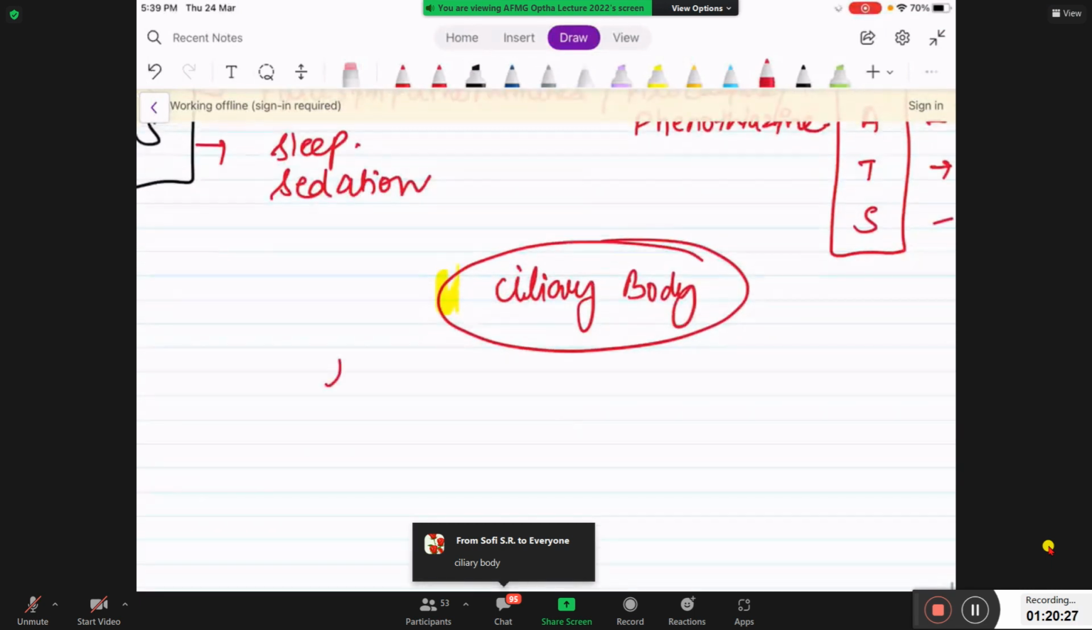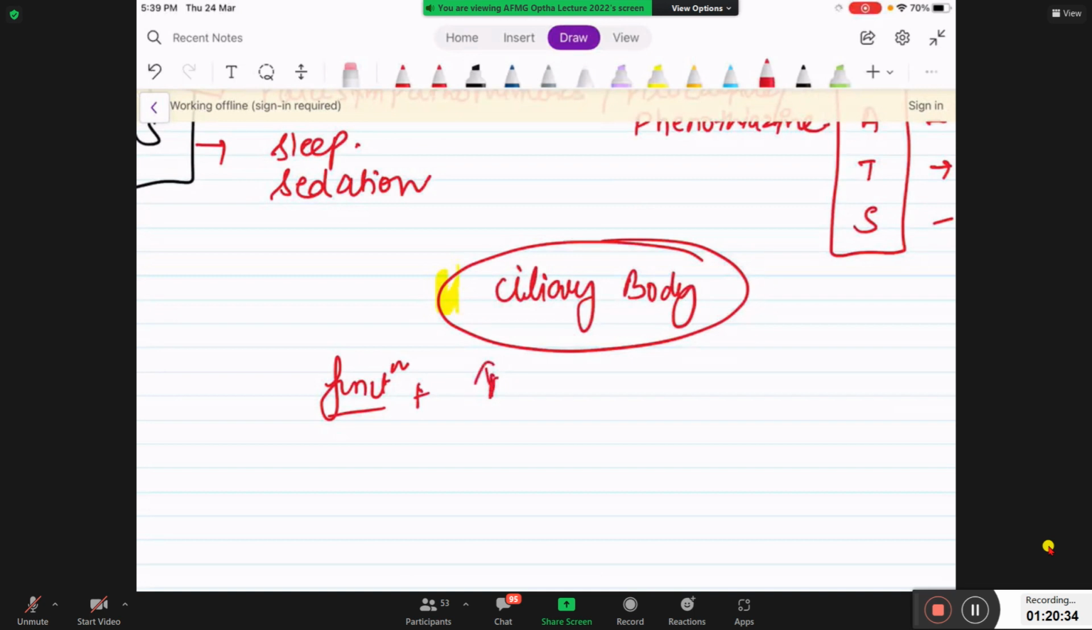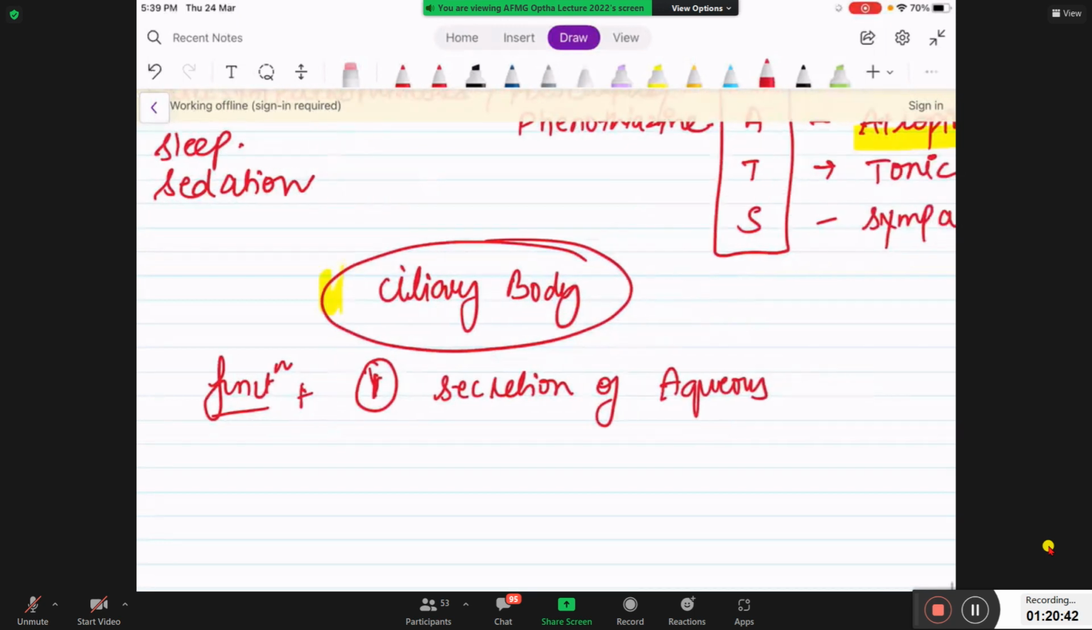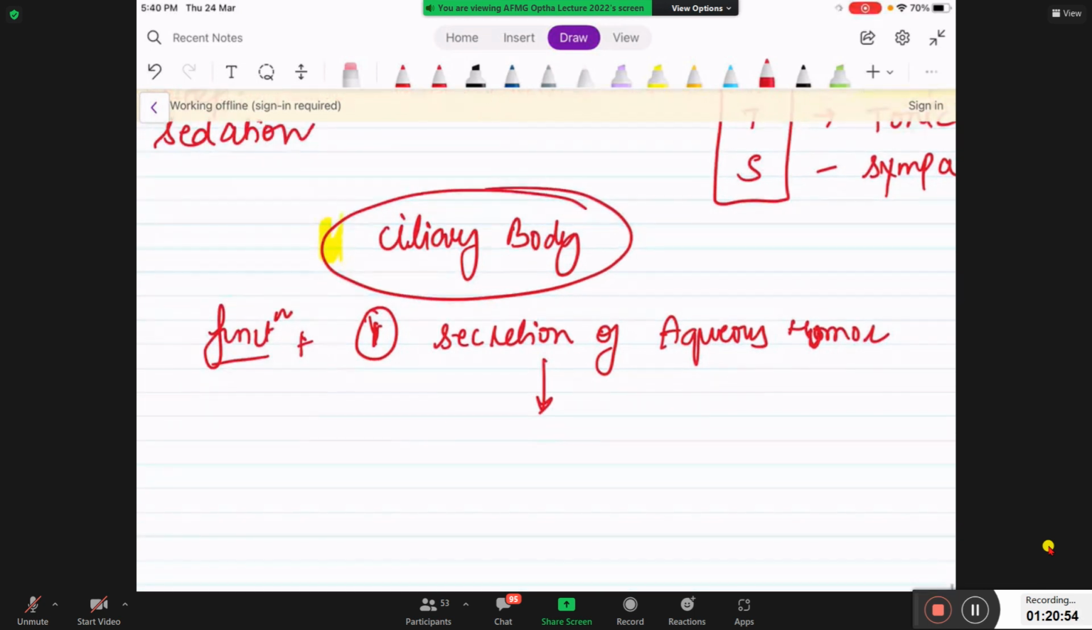Now, write down the functions of the ciliary body. It has a very important function. It plays a role in the secretion of aqueous humor, right? Now they will ask you what is the exact site of secretion of aqueous humor in the ciliary body.